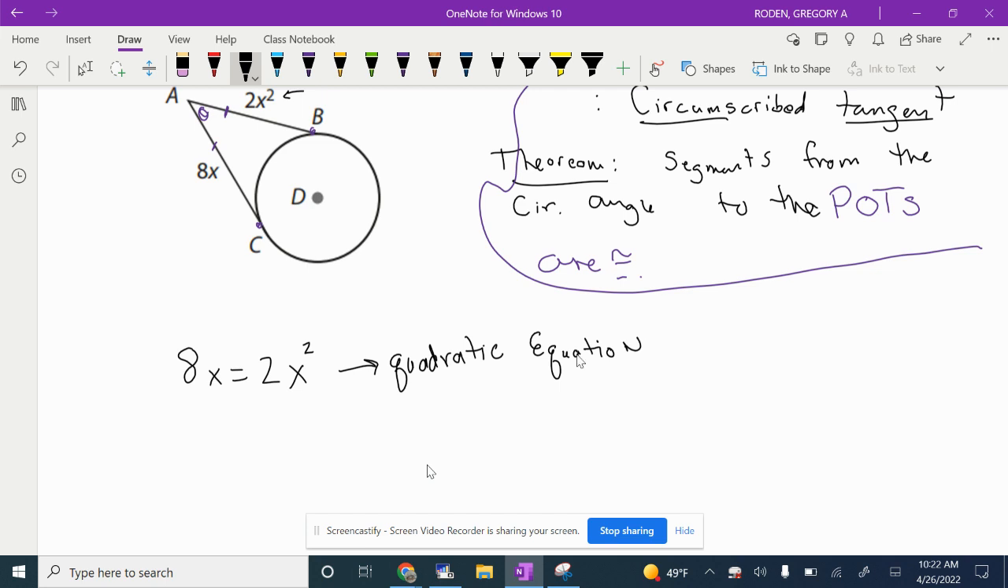So now, how do we solve a quadratic equation? The way we solve a quadratic equation is we set it equal to 0. Do you guys understand that? Especially when you have x's on both sides, we're going to set it equal to 0. So I'm going to move the 8x over and flip it. So that's going to give me 8x squared minus 8x equals 0.